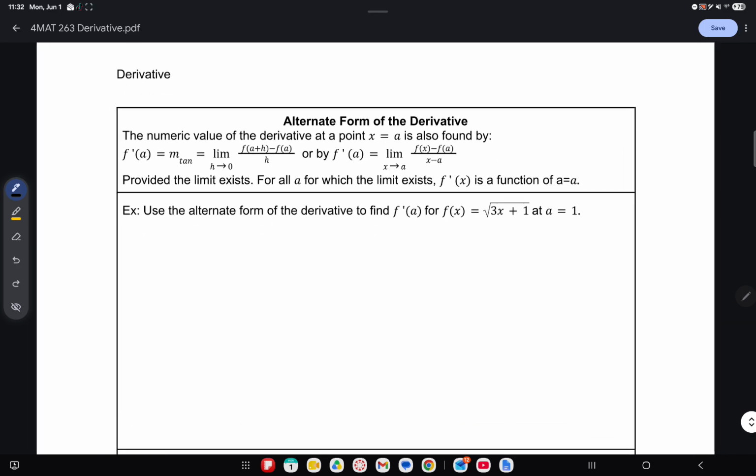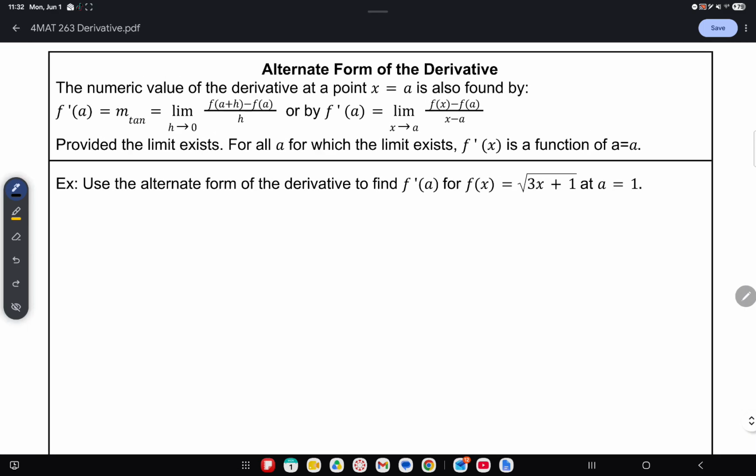All right, alternate form of the derivative, we have still that quotient, right? The limit as h goes to 0 of f of a plus h minus f of a all over h, which is what we've been using so far. Or we can say, hey, the limit as x approaches a of f of x minus f of a all over x minus a. So we can try doing that. So we'll use the alternate form to find f prime of a.